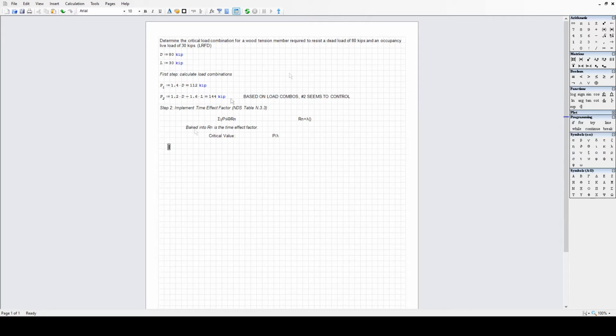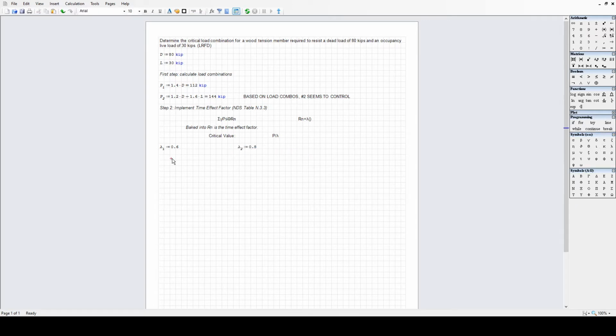So I'll go ahead and get two lambda values. Lambda 1, corresponding to our first load combination, again the 1.4 dead, is 0.6. And again, that's from NDS table 2.3.2. Then our lambda 2 is going to be 0.8 because it's not just live load, but occupancy live load.